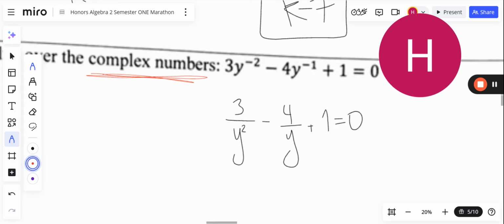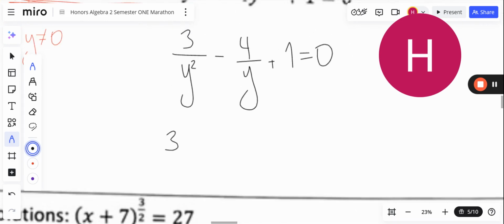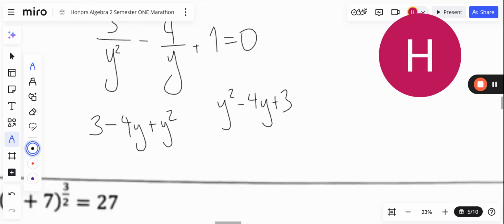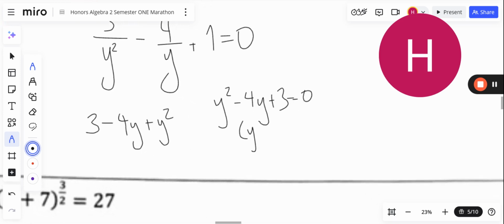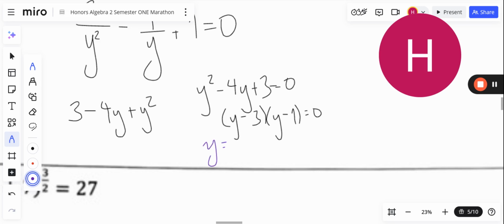Okay, so of course, that means y cannot equal 0. There would be a problem if y equals 0. But let's multiply everything by y squared. This would be 4y, and this would be y squared. So maybe I'll write it like this. And if you notice, that does factor: y minus 3, y minus 1. I guess there's no i business here. Our solutions are simply y equals 3 and y equals 1. Easy.